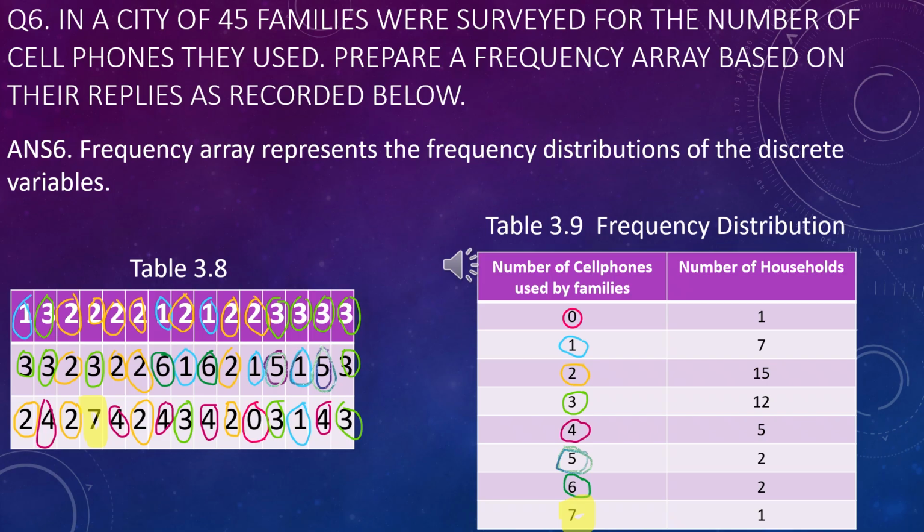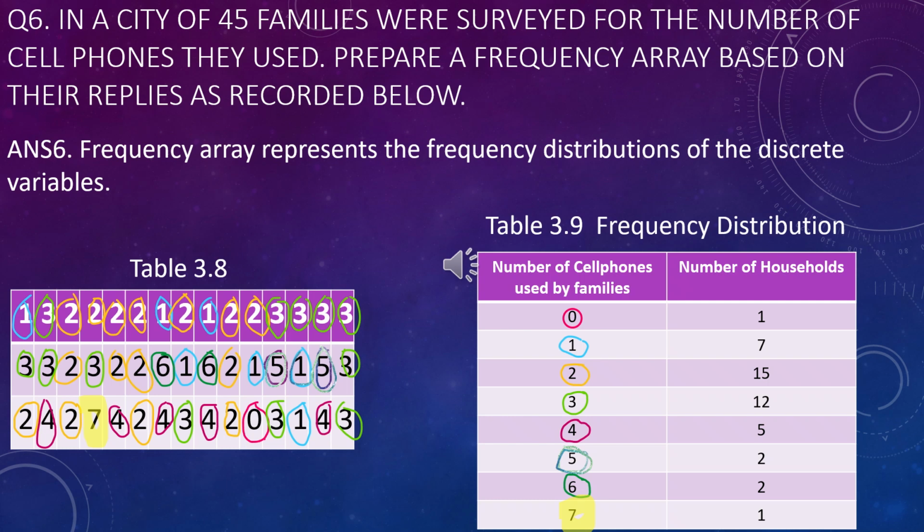Now here in question number 6, we have a city where 45 families were surveyed for the number of cell phones they used. Prepare a frequency array based on their replies as recorded below. So how will we write the answer? First, we will write down what a frequency array is. A frequency array represents the frequency distribution of a discrete variable. So what is a discrete variable? We know that variables that take certain fixed values are known as discrete variables.